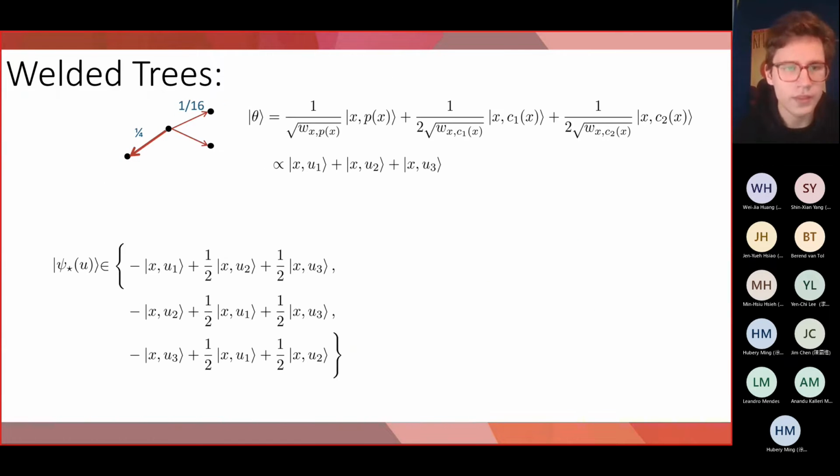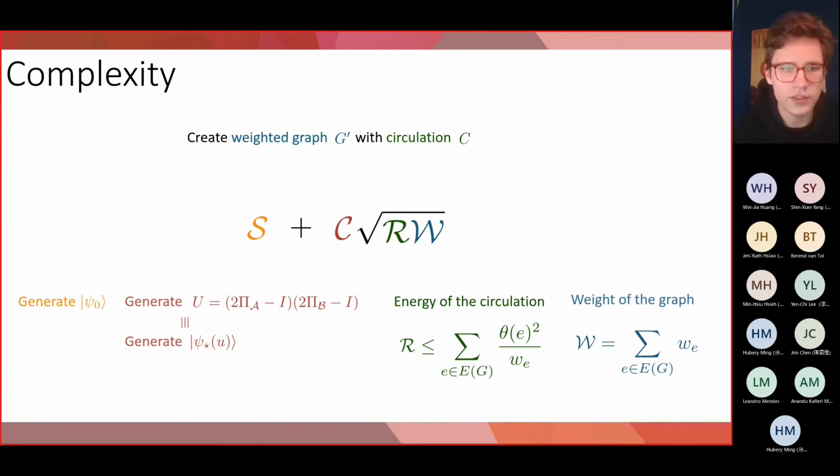So what is the big framework that you're doing? You're still using the electric network framework from Belovs. You're generating an initial state, you're generating star states, you're computing the energy of a circulation and the weight of a graph. But the big difference is that instead of star states, you'll now be generating star spaces. And you have to really make sure that your circulation on C, that your flow, is still orthogonal to all these star spaces. So there's a little bit of extra work involved, but it does allow you some nice results, such as the welded trees.